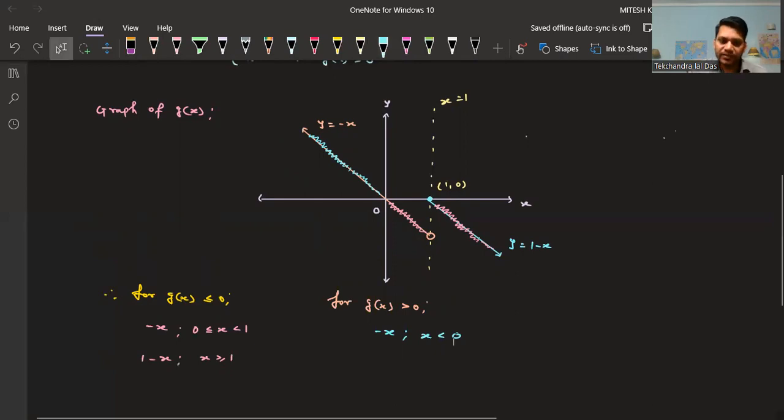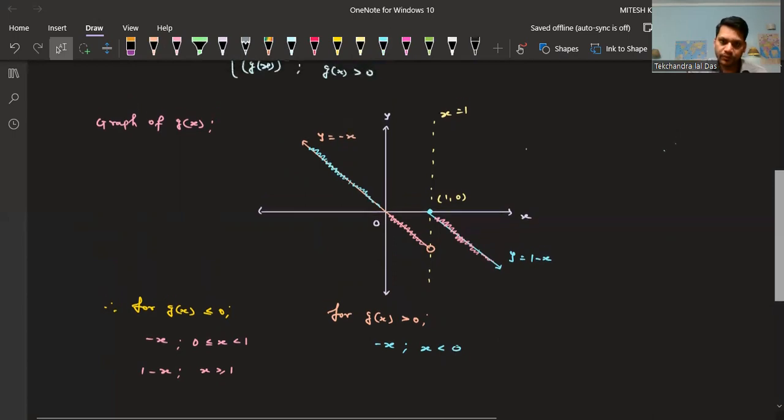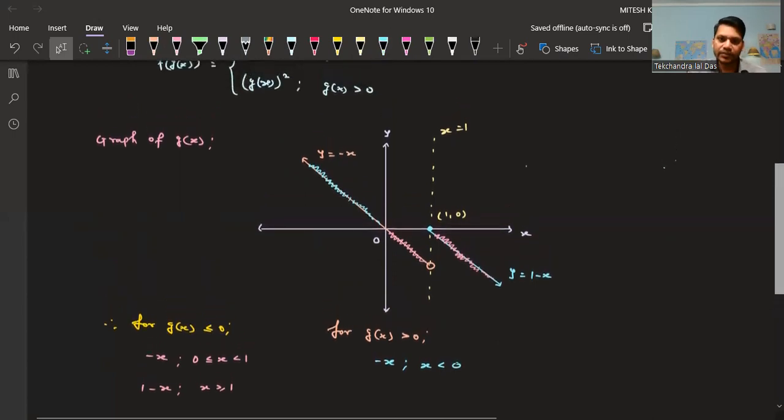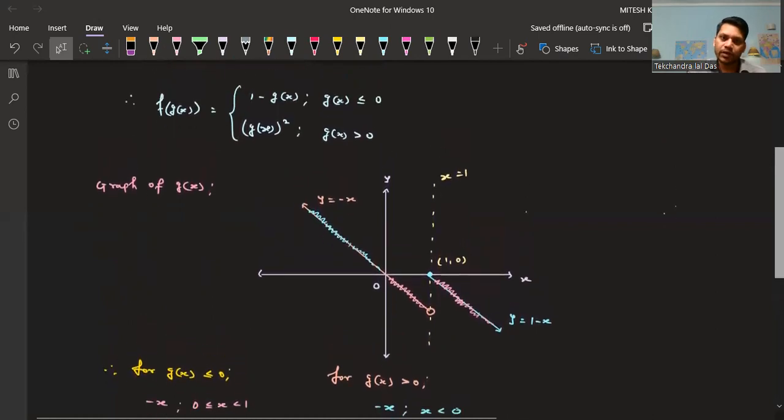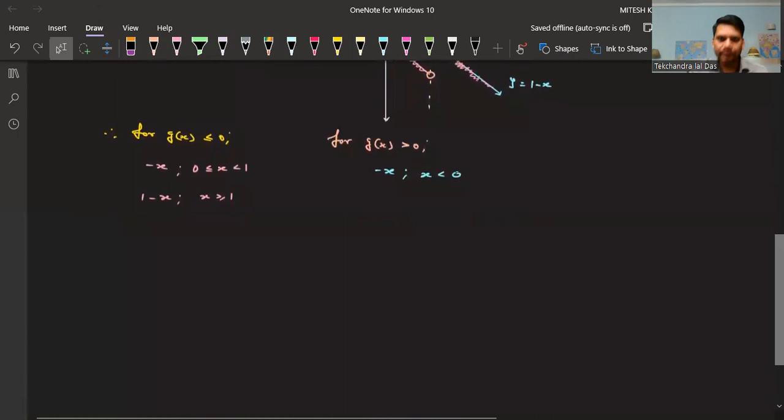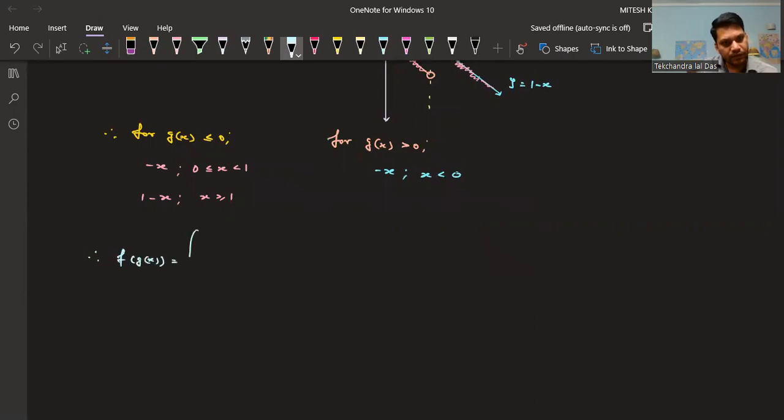Now we'll fit these branches, for g(x) less than or equal to 0 and g(x) greater than 0, into this f of g(x). So let me first write f of g(x) again. Therefore f of g(x) from above is 1 minus g(x), and this is for g(x) less than or equal to 0, and g(x) whole square, and this is for g(x) less than 0. Clear? Now just feed the values of g(x) here.